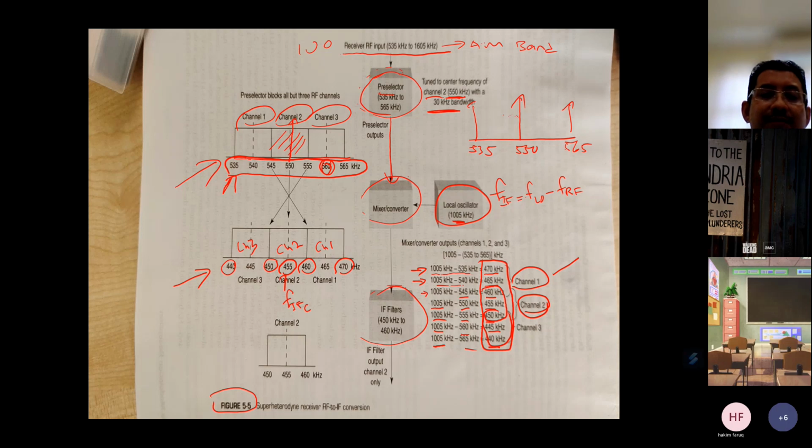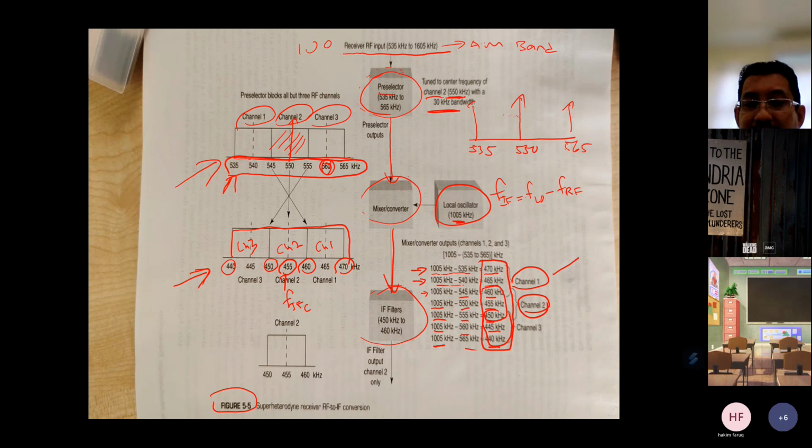Okay, so keluaran daripada mixer converter masih mengekalkan tiga channel. Jumlah komponen masih sama, tetapi dia punya frekuensi telah berkurang. Okay, so this is the output of mixer converter. And then we pass through all of this. Semua tiga channel ini kita pass kepada IF section.